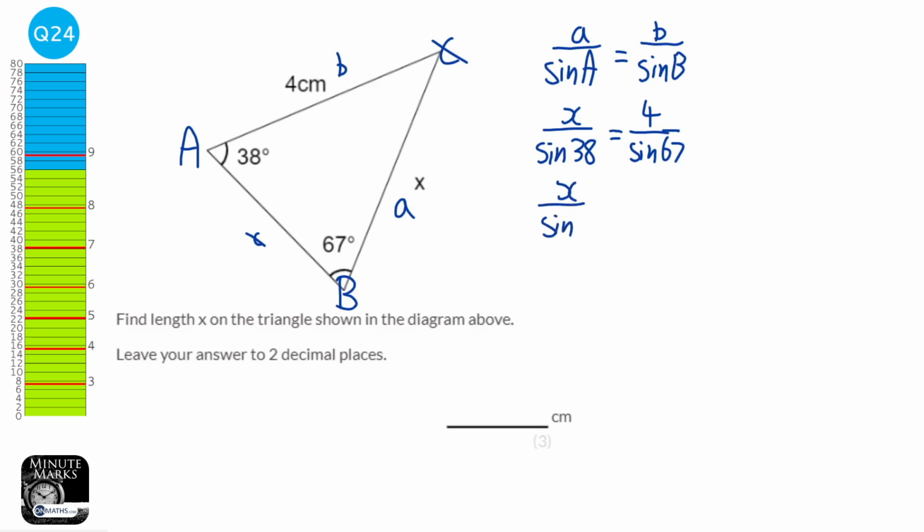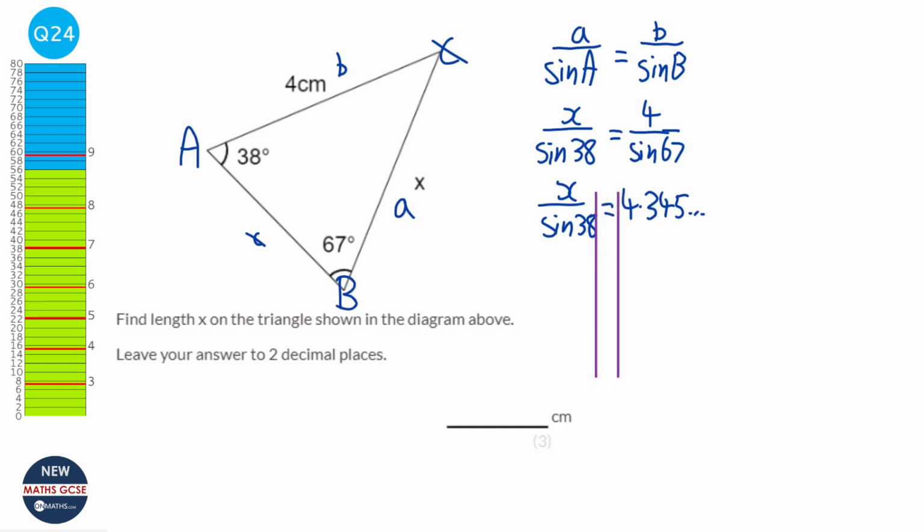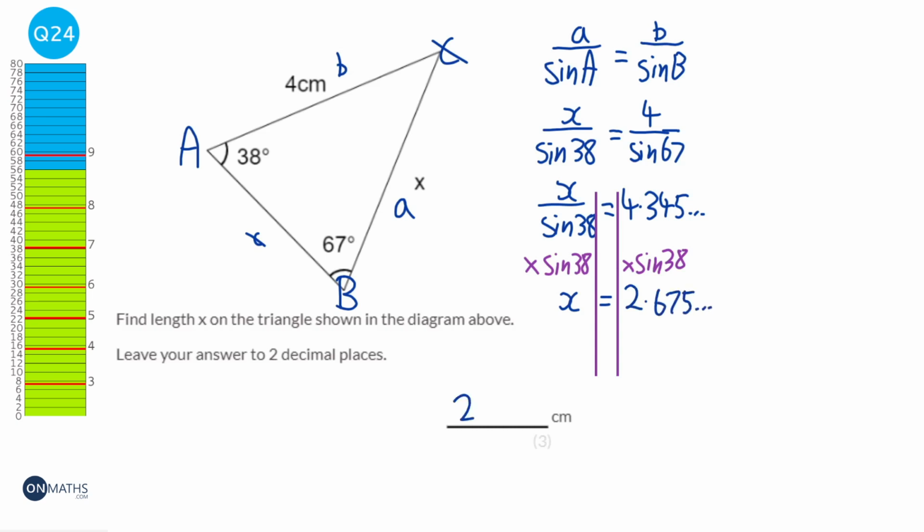Okay, let's work out what 4 over sine 67 is, and that's 4.345 blah blah blah. So we're going to solve this. It's going to be a nice easy solve today, because all we need to do is times both sides by sine 38. And so that will give us 2.675 blah blah blah, and when we round that we get 2.68.